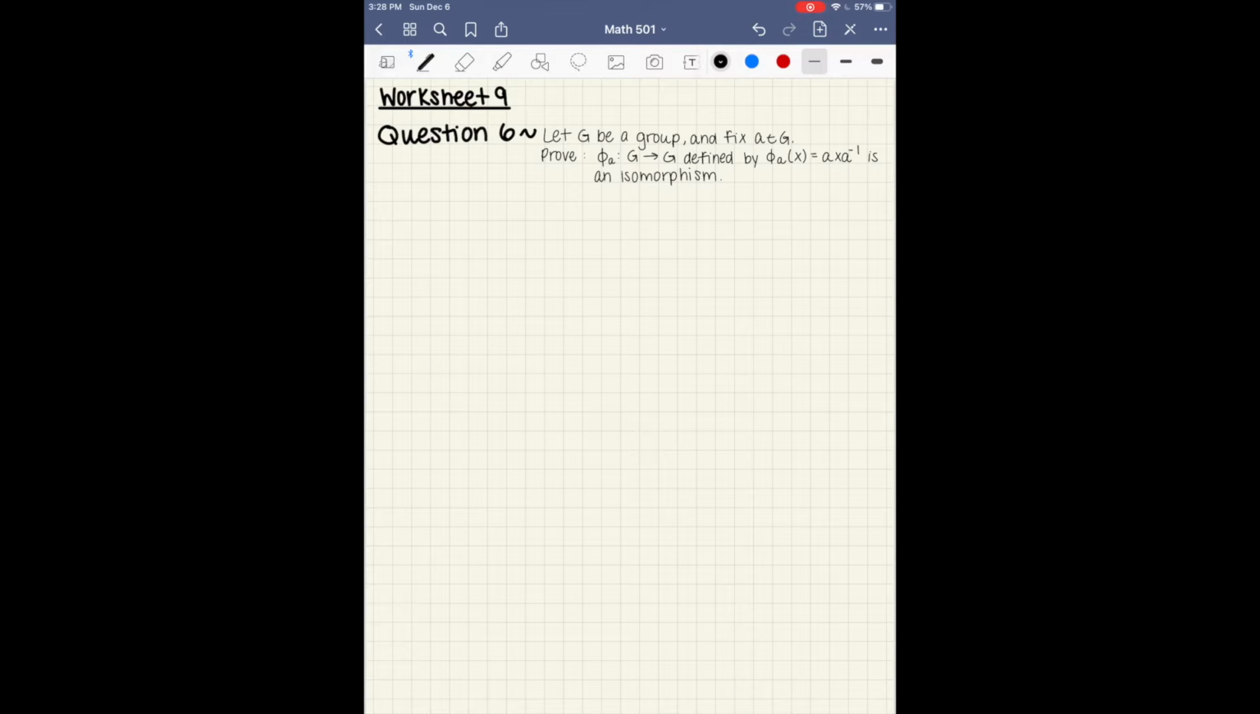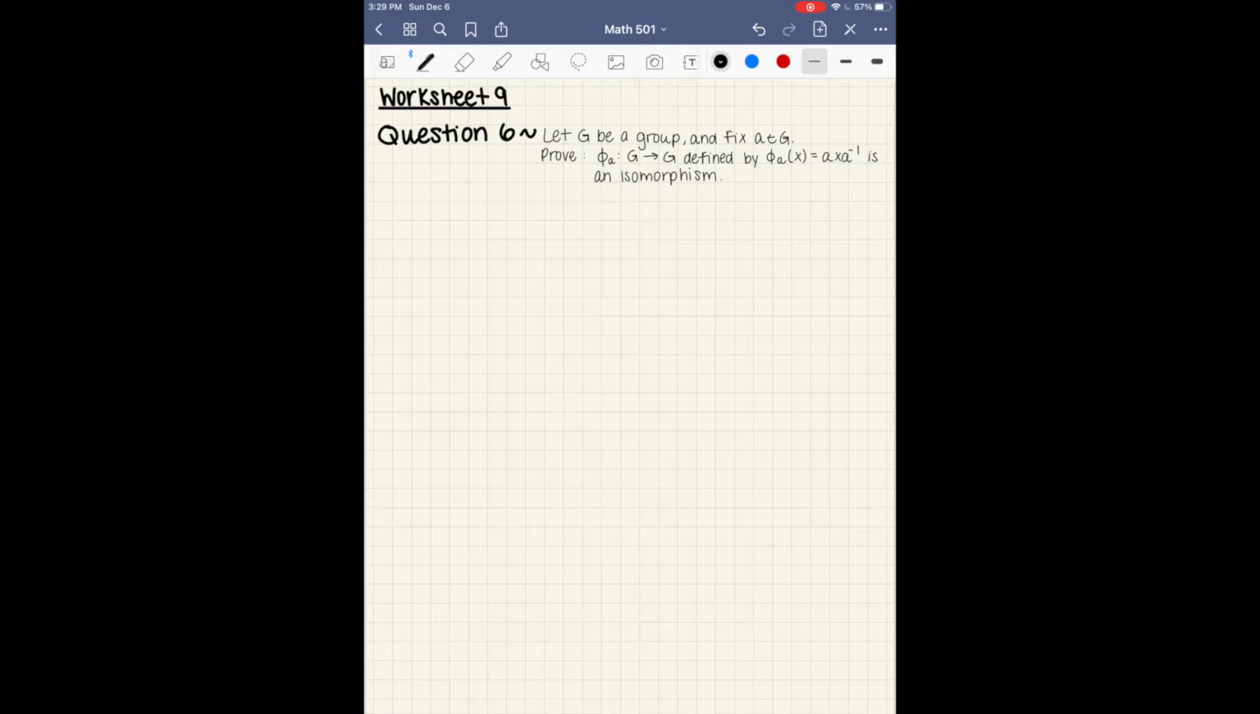I had question 6 for worksheet 9, which said let G be a group and fix A an element of G, and we had to prove that phi A mapping from G to G, defined by phi A of x equals A x A inverse, is an isomorphism.